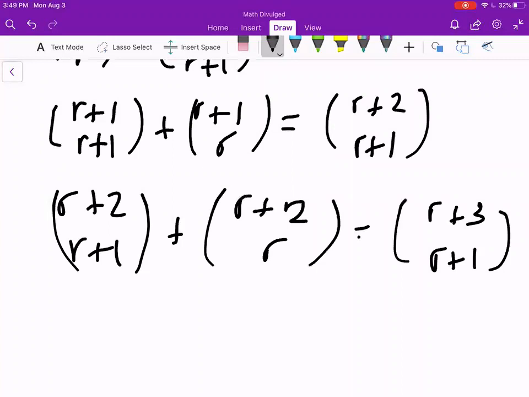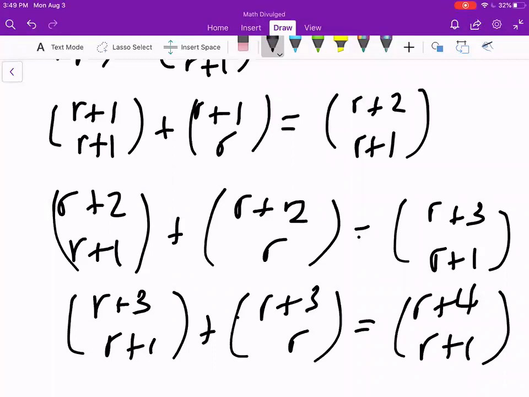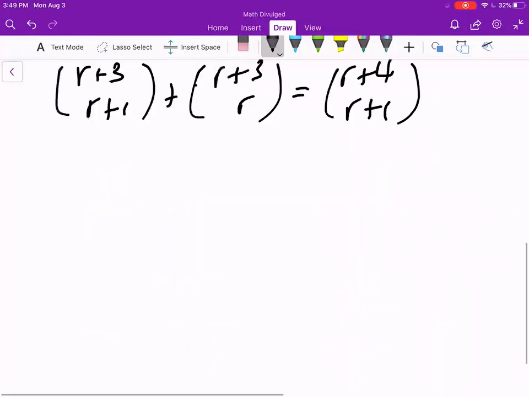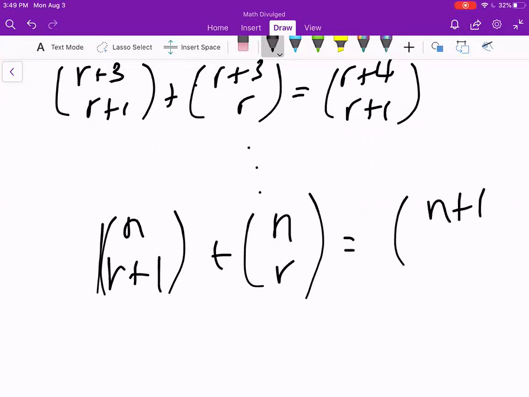R plus 3 choose r plus 1. Then we add this to r plus 3 choose r. This is equal to r plus 4 choose r plus 1. So as you see, this pattern will keep going on, but until we reach n choose r plus 1 plus n choose r, and this is our final term. So therefore, what we have at the end is n plus 1 choose r plus 1.